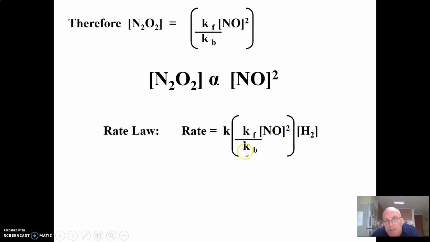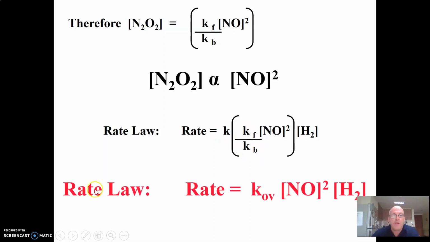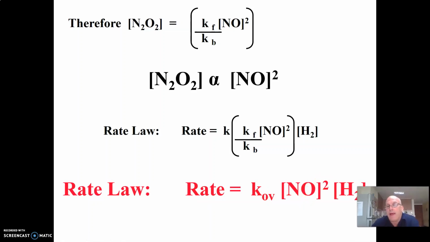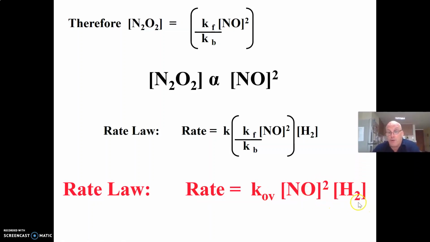Now, if we combine all these k's here, we get the rate law is k overall, NO squared, and hydrogen, and therefore it's third order, and we've got what we want. Okay, so we answered it by simply looking at the particles, and we can also answer it mathematically using the idea of rate constants for forward and backward reaction.